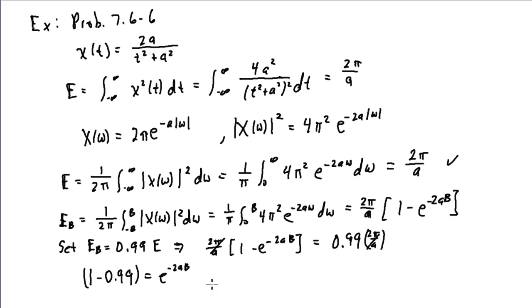I can take the natural log of both sides, and then solve for B, and I'll get B is equal to the natural log of 100 over 2a, or 2.303 over a. So the 99% bandwidth here depends on the value of a, which is a parameter in our signal. And it's, in this particular case, 2.303 divided by a.